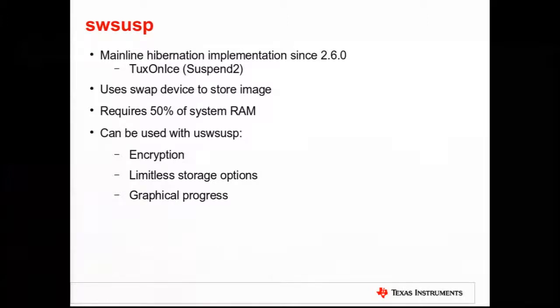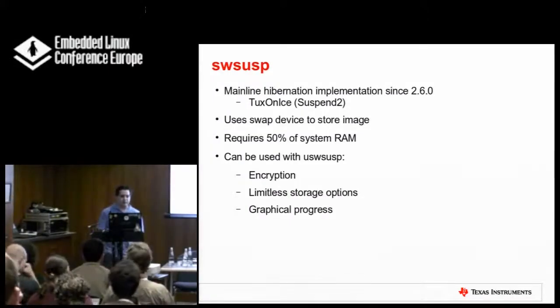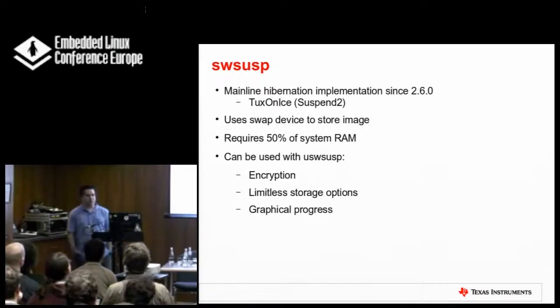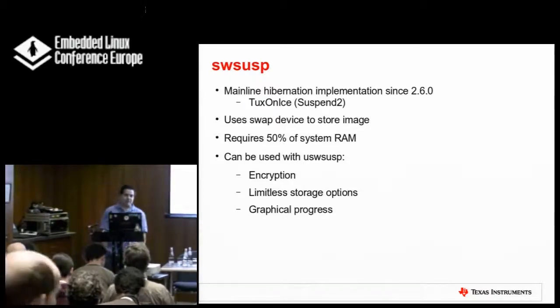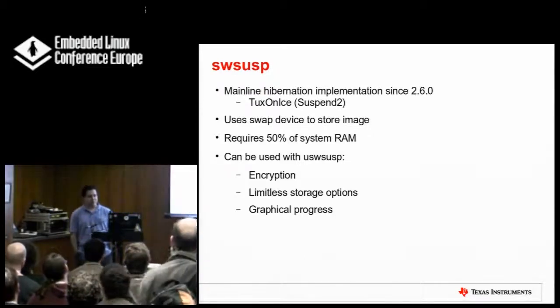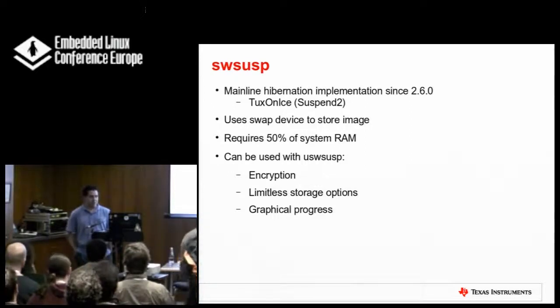So a little background on SW suspend. It's been the mainline hibernation implementation since about 2.6. There's another implementation out there called Tux on Ice or Suspend 2 that supposedly one day will get merged, but not yet. It uses the swap device on the system to store the image. It's got this requirement where you have to have 50% of your system RAM free, which kind of sucks, but at least you have a swap device so you can swap pages out while you're trying to make your image.